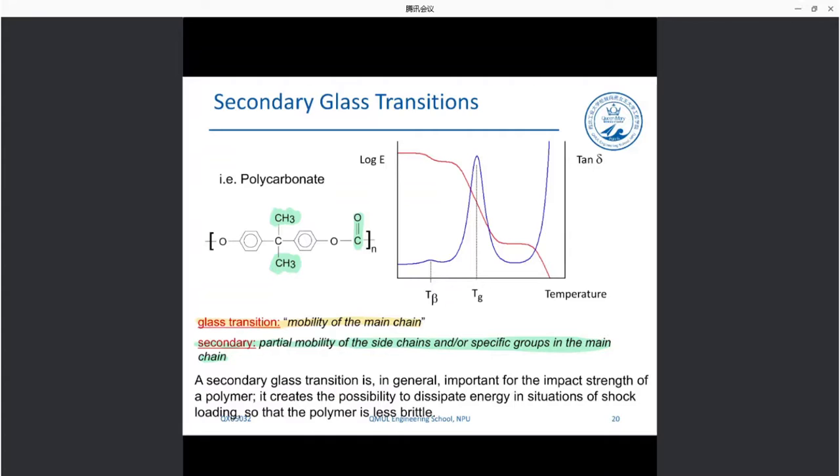I use the example of polycarbonate now because, with a secondary glass transition, I want you to remember that a secondary glass transition significantly affects the impact properties.